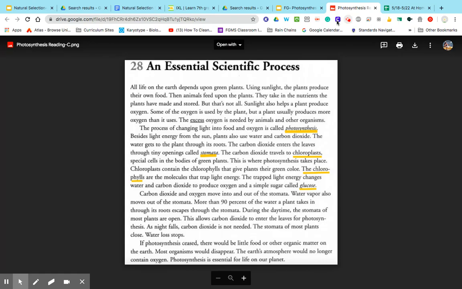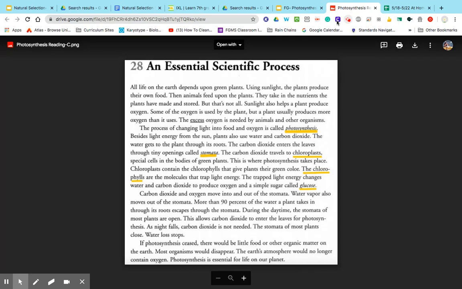Chloroplasts contain chlorophylls that give plants their green color. The chlorophylls are the molecules that trap light energy. The trapped light energy changes water and carbon dioxide to produce oxygen and a simple sugar called glucose. Carbon dioxide and oxygen move into and out of the stomata. Water vapor also moves out of the stomata. More than 90% of the water a plant takes in through its roots escapes through the stomata.